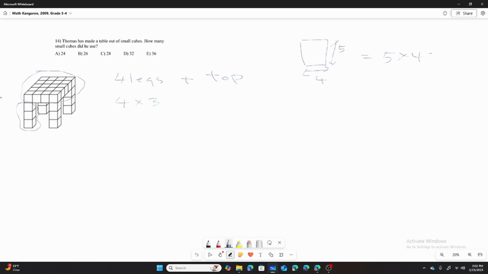5 times 4 is 20. So the top is made up of 20 squares. 4 times 3 is 12. So 12 here on the first. There are 12 for the legs and 20 squares for the top. So it is 32. D.